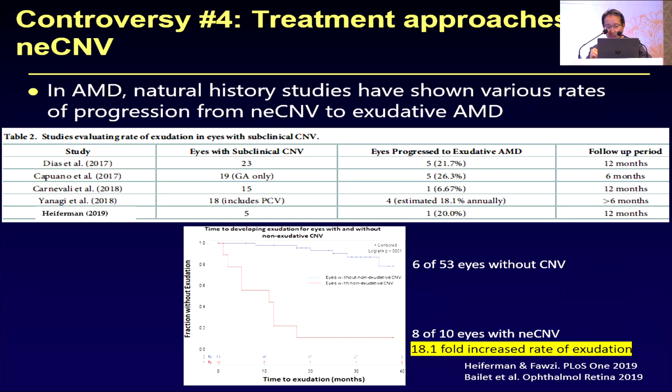And if you look at another longitudinal study, 6 of the 53 eyes without any CNV changed from dry type to wet AMD or exudative CNV. But in those already with a non-exudative CNV, 80%, 8 out of 10 eyes, developed exudation. So there's an 18-fold increase in the rate of exudation.